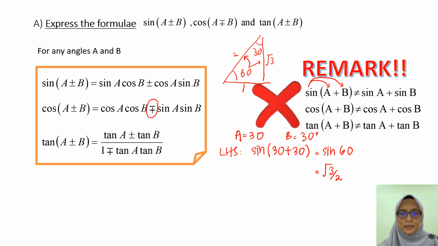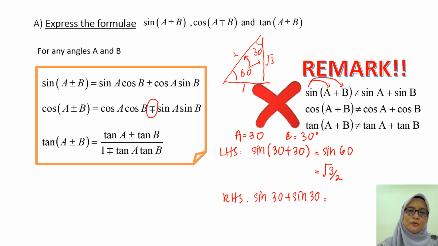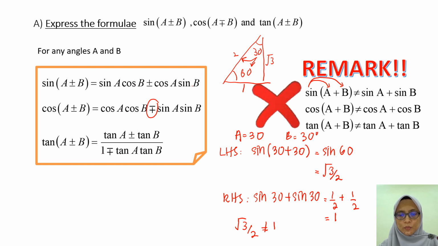Okay, so then we look at the right hand side, which is sin A plus sin B, meaning sin 30 plus sin 30. Okay, so from this diagram or this triangle, sin 30 is opposite over hypotenuse. Opposite is 1, so 1 over 2 plus 1 over 2. So this one is equal to 1. So from here obviously we can see root 3 over 2 is not equal to 1.